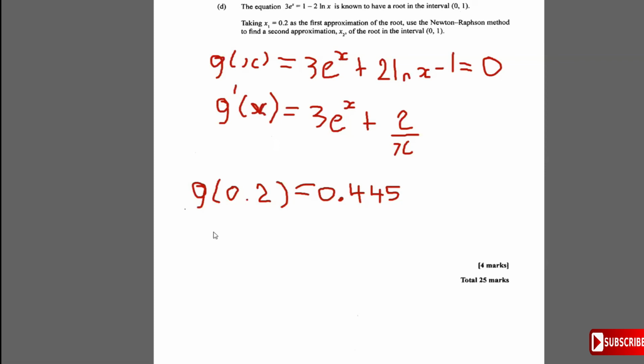The next thing now is we need g prime of x. So we need g prime of 0.2. To find g prime of 0.2, well, we just plug in x as 0.2. So we're going to get 3 times e raised to the 0.2 plus 2 divided by 0.2. I'm getting 13.66.